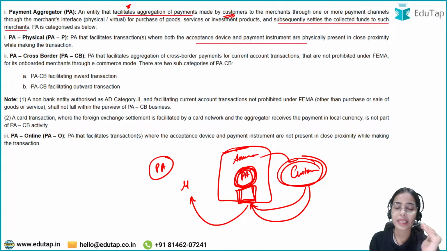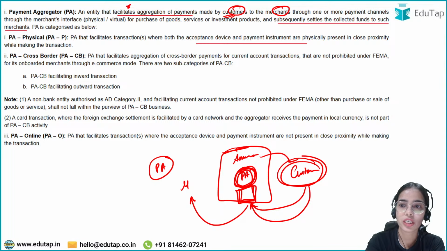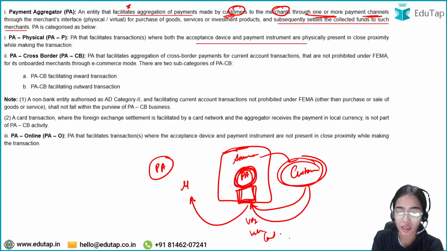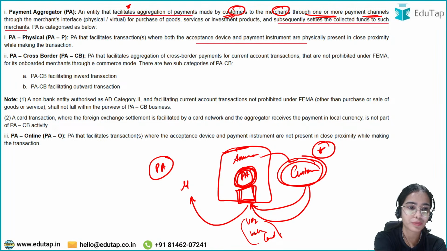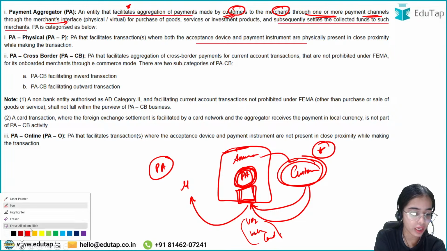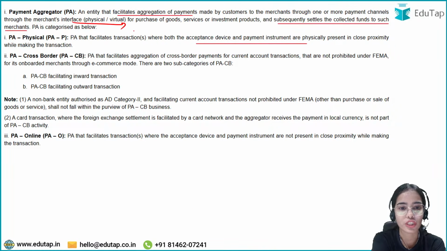So the payment aggregator is the intermediary that facilitates aggregation of payments made by customers to the merchants through one or more payment channels. Now the customer could be paying through UPI or through a wallet or through a card. So the customer might be paying through various or different channels. The payment aggregator facilitates the aggregation of payment from the customers and pays further to the merchants. The payment can be done by the customer through one or more payment channels through the merchant's interface, physical or virtual. So this is the basic idea, and the payment aggregator subsequently settles the collected funds to such merchants.